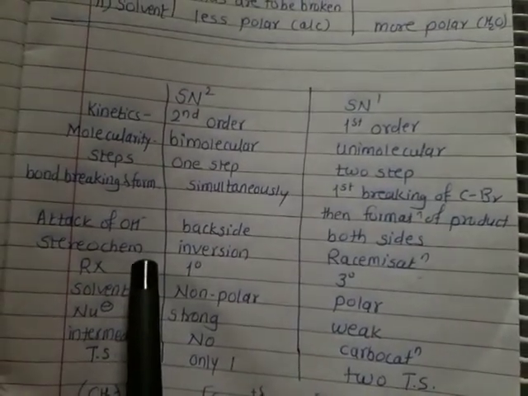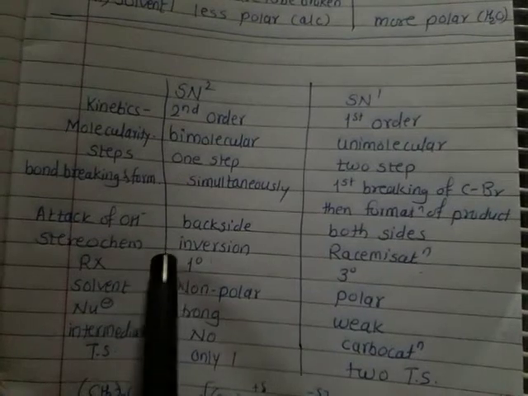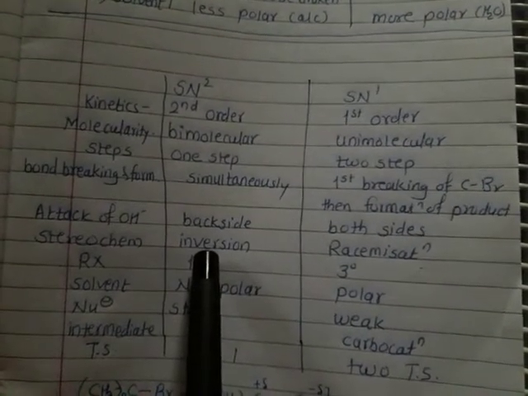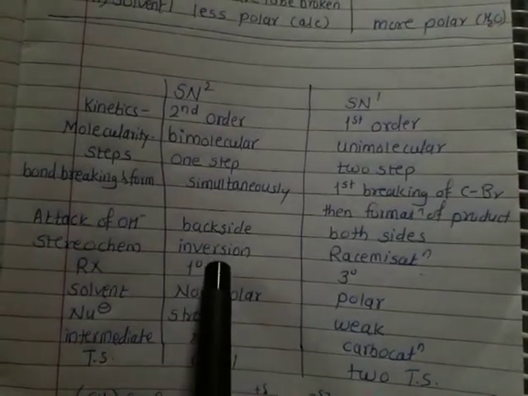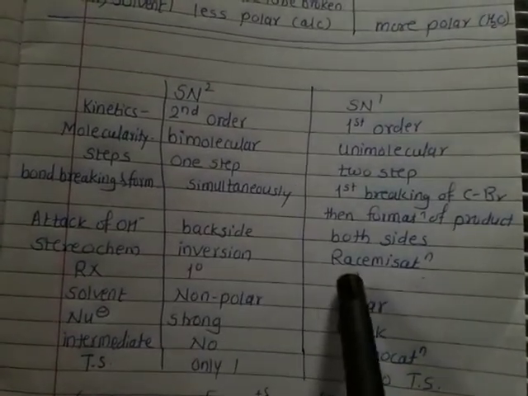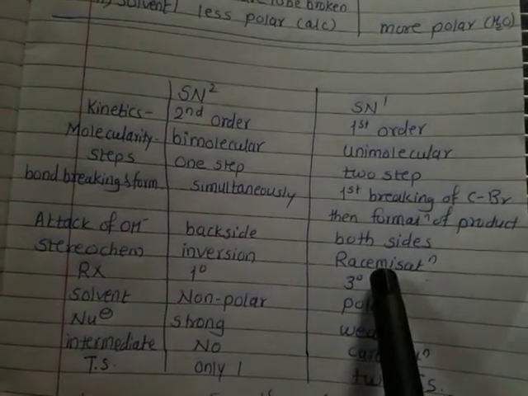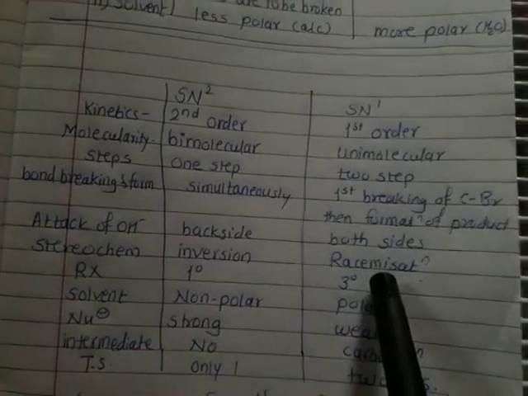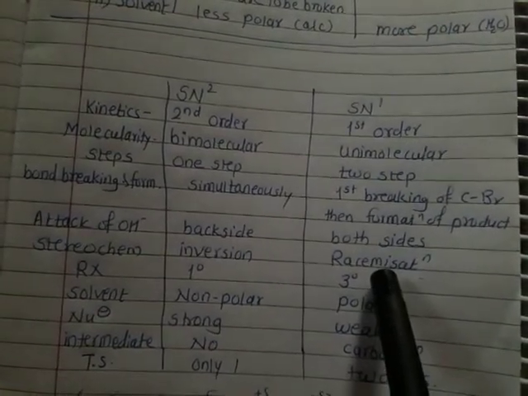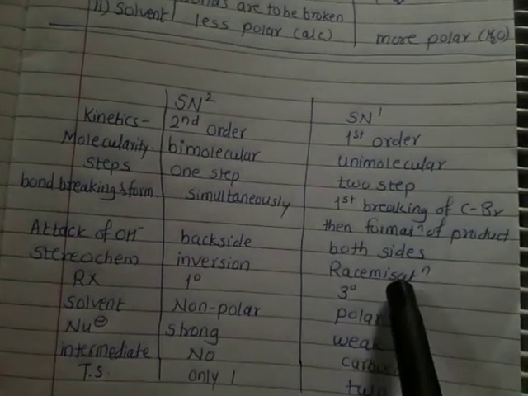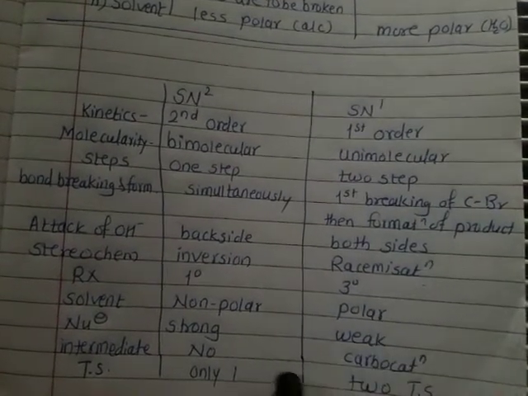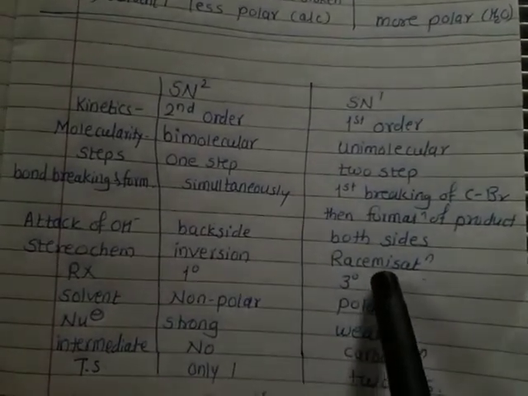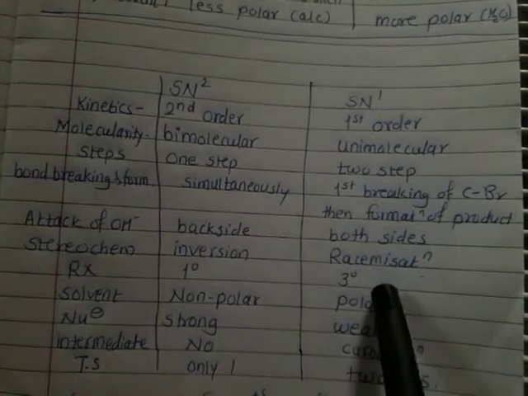If the substrate is optically active, then what is the stereochemistry? Due to backside attack, we get a flipped umbrella-like structure, as we discussed in the SN2 mechanism. So there is inversion in configuration. And here both side attack of the nucleophile is possible. So we get 50% product with the same configuration, the same position as that of Br, and 50% products are formed with the position of OH exactly opposite to that of Br. So racemization takes place in SN1 reaction.